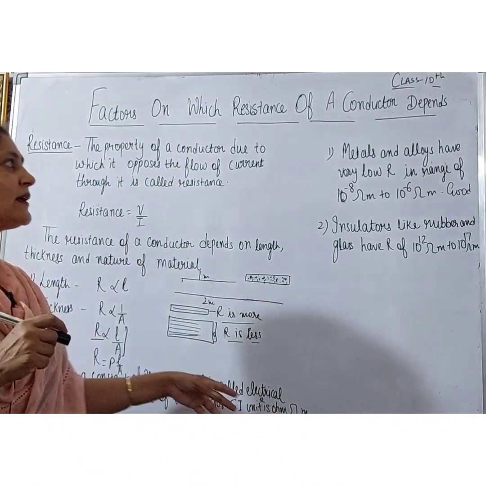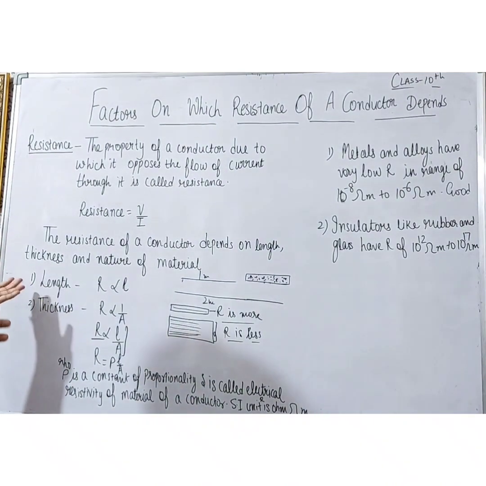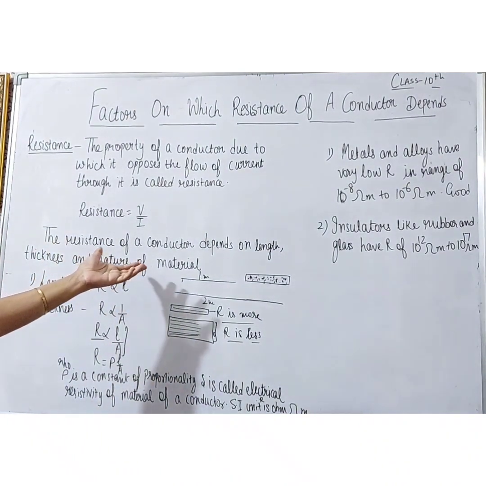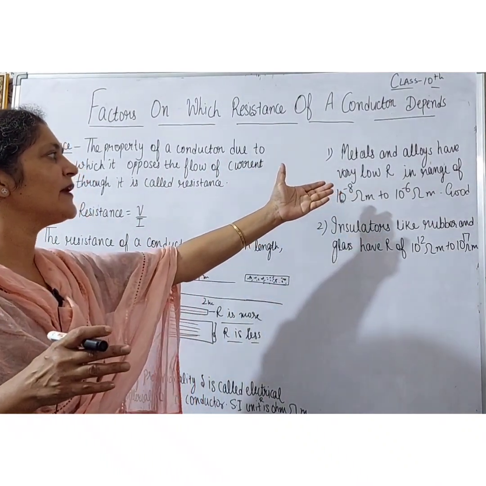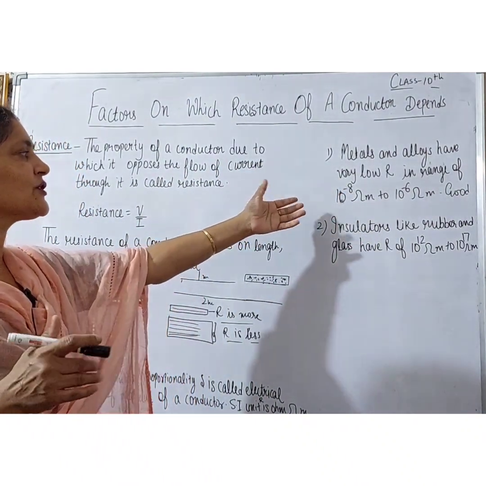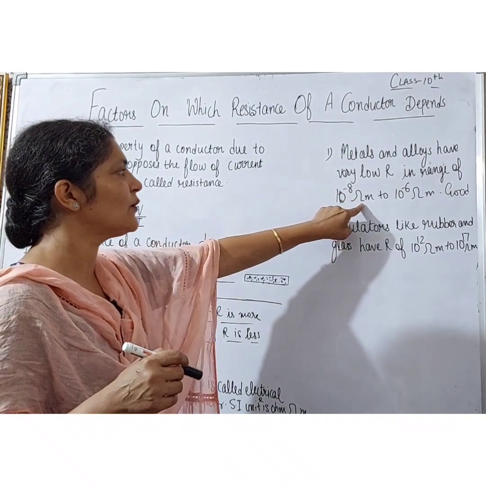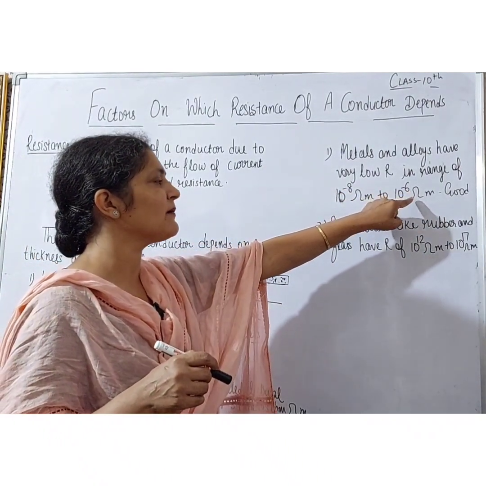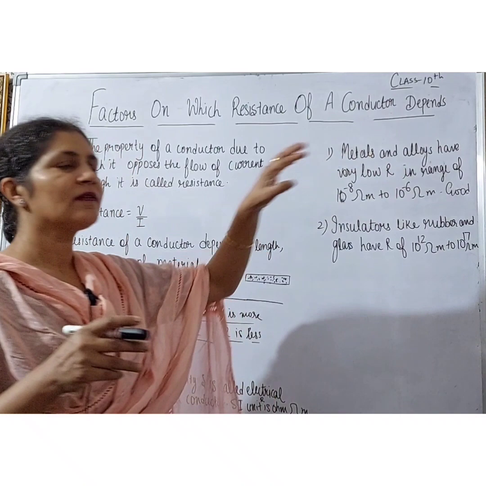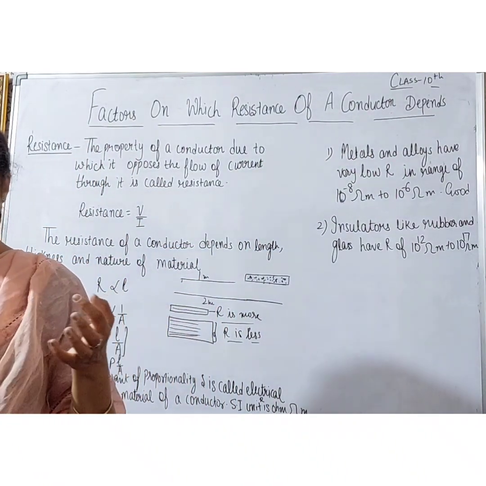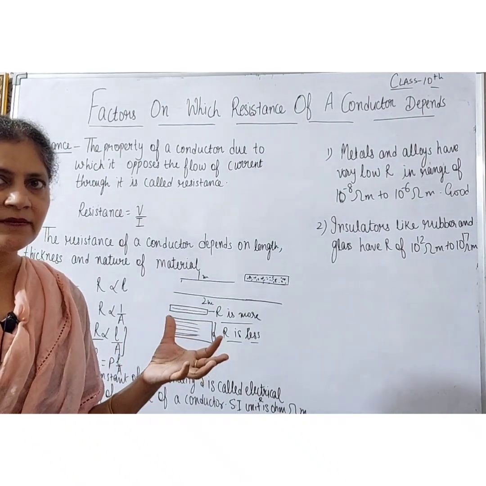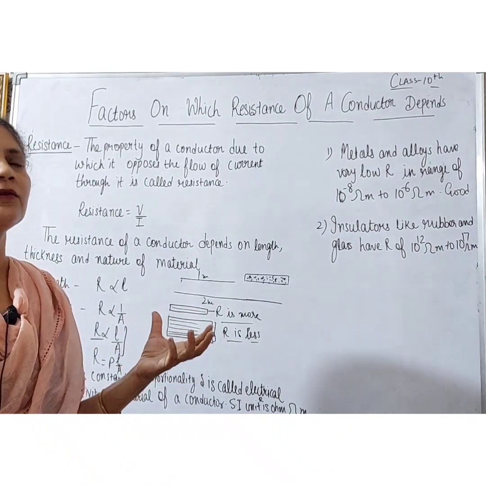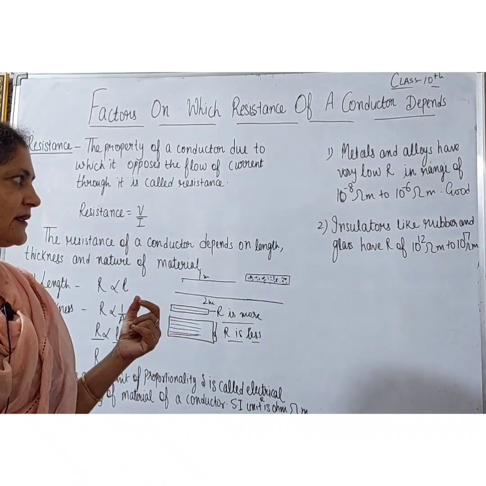Right, students? Now we talked about the third factor, nature of the material. Metals and alloys have very low resistivity, in the range of 10 raised to power minus 8 ohm meter to 10 raised to power minus 6 ohm meter. They are very good conductors of electricity. Metals and alloys have very low resistivity, so they are very good conductors of electricity.